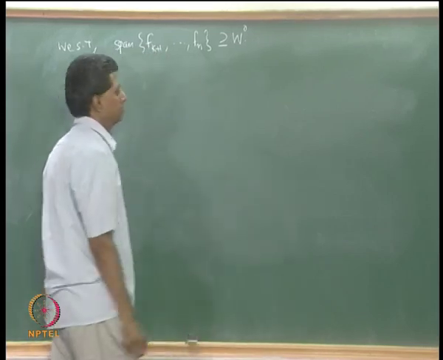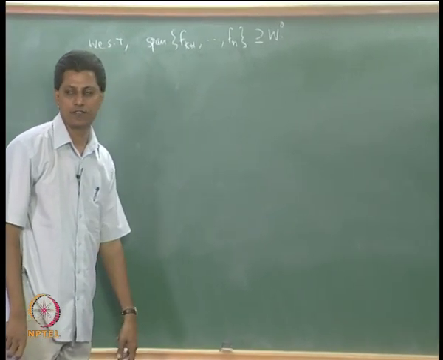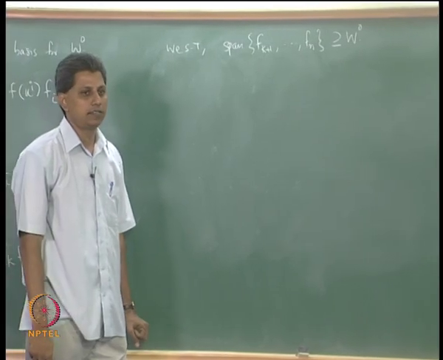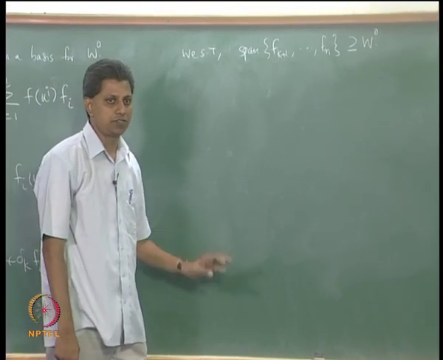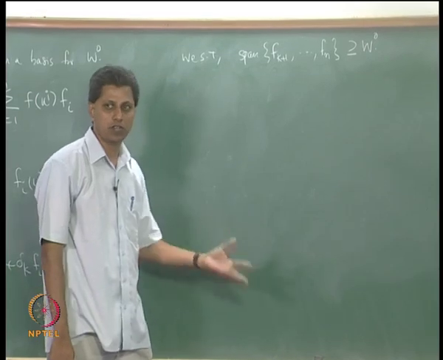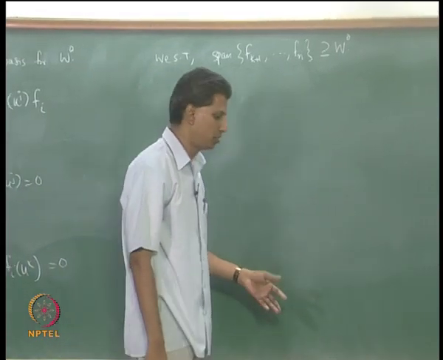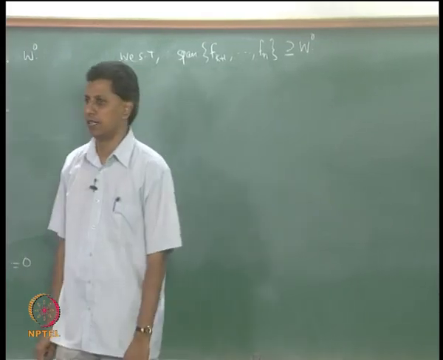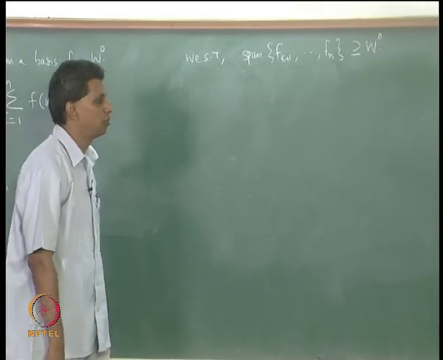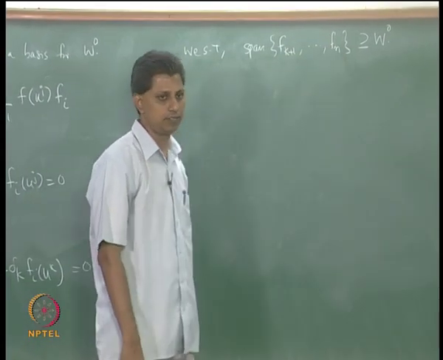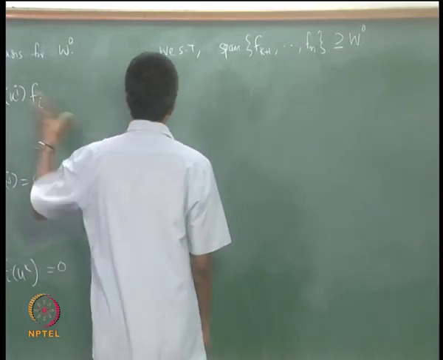fk plus 1 etc. fn, they are in W naught. So span of those vectors will again belong to W naught. There is nothing to see, W naught is a subspace. It's only the other way around. We need to show W naught is contained in span of this. Let's now look at this representation.